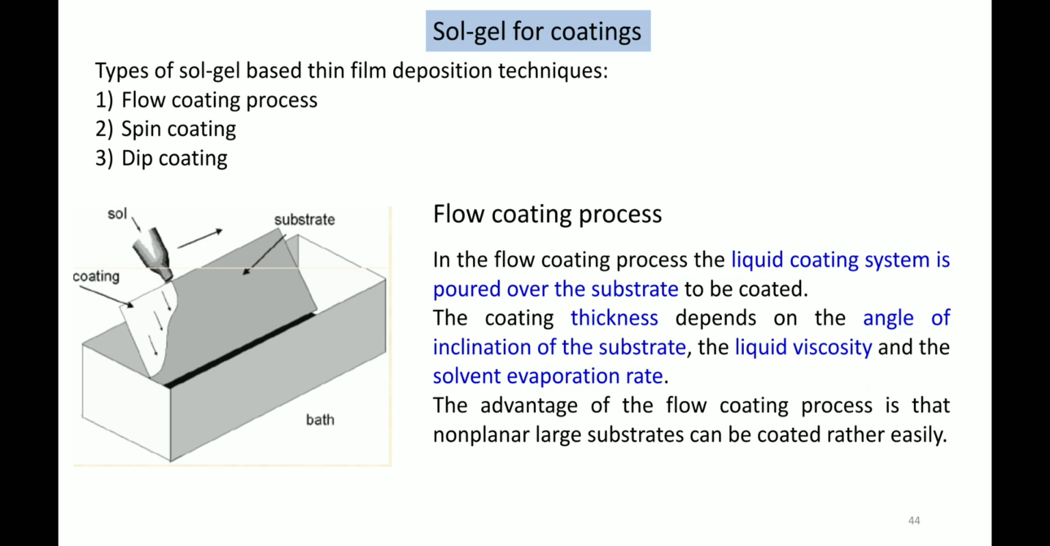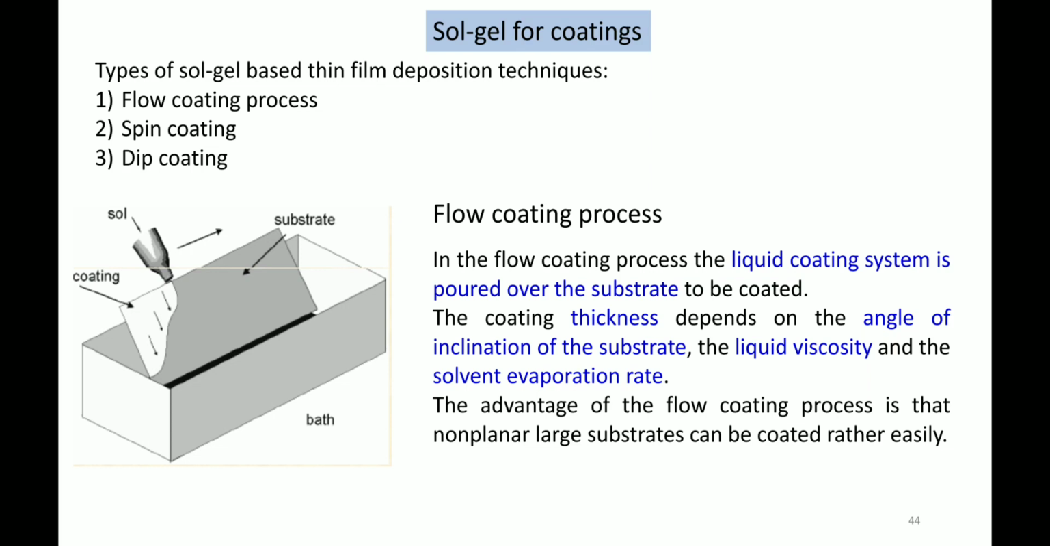Okay, one is called the flow coating process. Okay, second is called spin coating, and third one is called dip coating. So these are the three ways by which we are able to use this sol-gel for the coating process. So let us try to understand these techniques one by one.